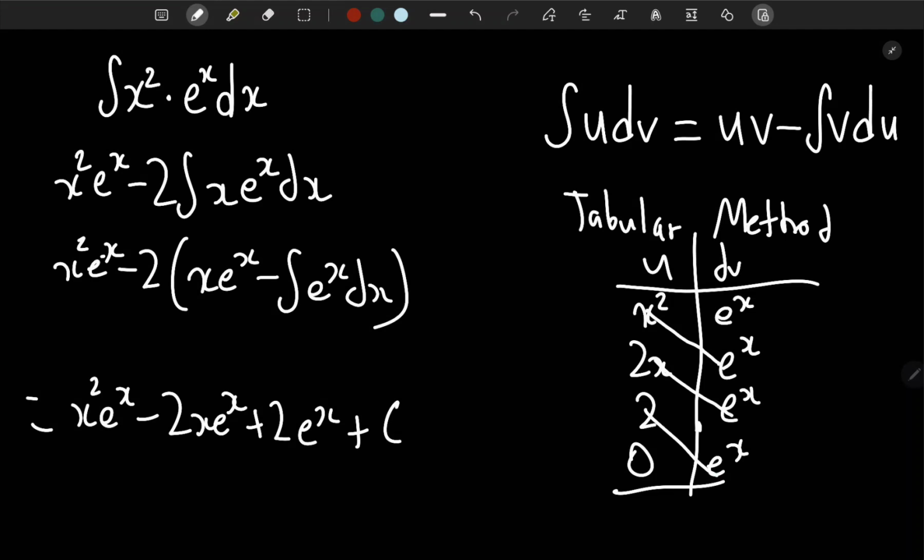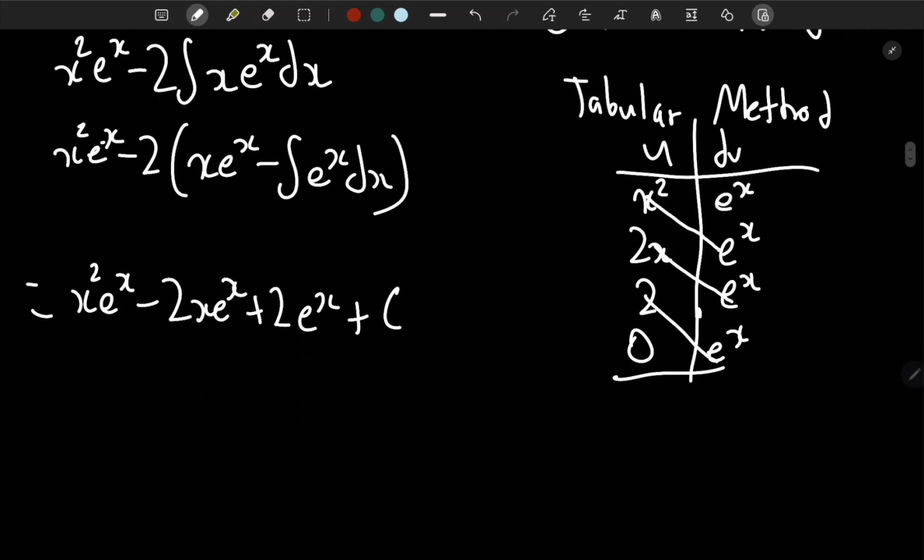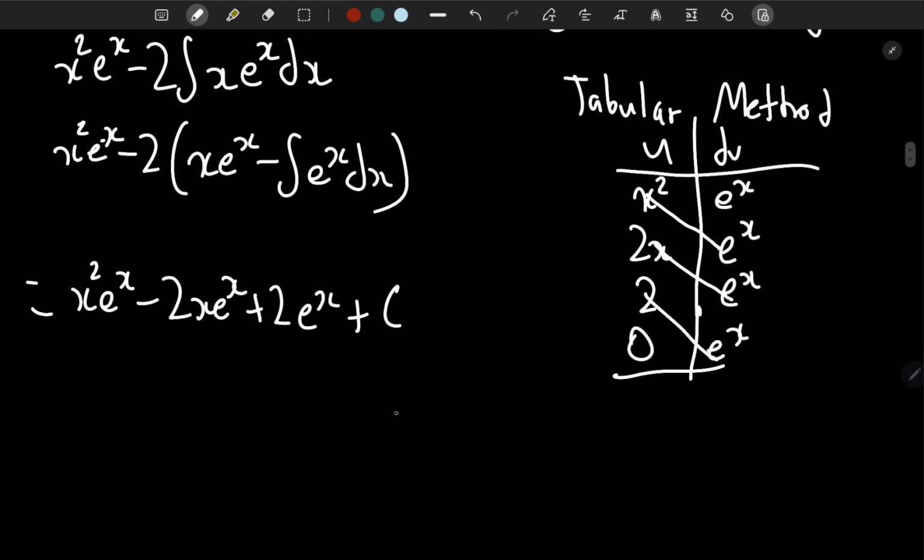Now the main thing in this one is that the sign alternates. So the first multiplication will be positive and the second one will be negative. So here, if I make more space, it will be x squared multiplied by e to the power of x. So x squared multiplied by e to the power of x here. Then the next one will have an alternating sign. So this is plus, this is minus. Now 2x multiplied by e to the power of x.